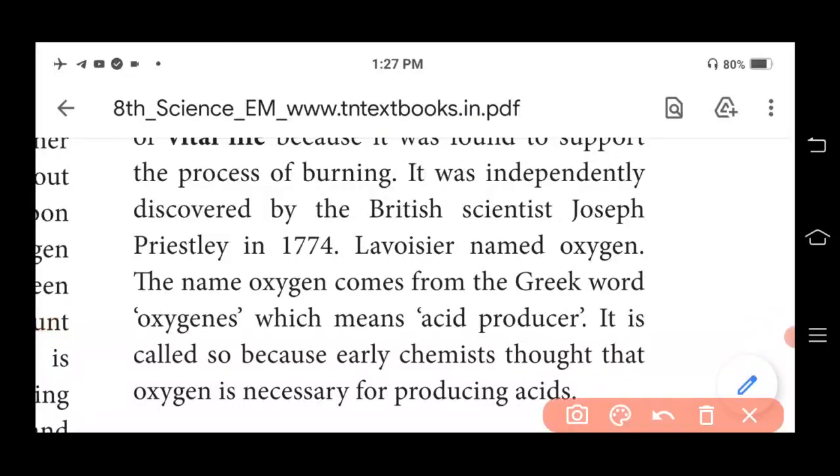Students, later Lavoisier named it oxygen, and the name oxygen comes from the Greek word meaning acid producer. It was called so because early chemists thought that oxygen is necessary for producing acids. That's why oxygen means acid producer.